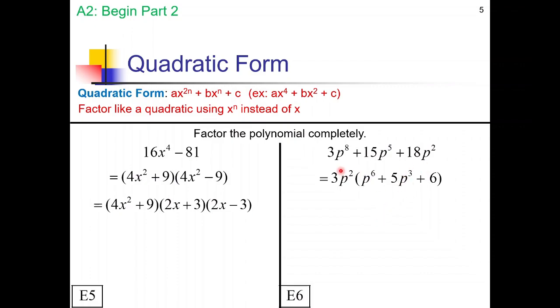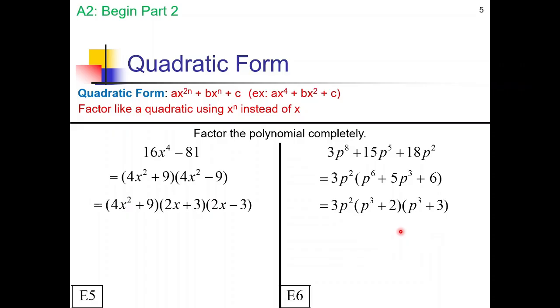So I've got the 3p squared I took out initially, and in here I'm looking for things that multiply to 6 and add up to 5, a very basic kind of factoring here. 1 and 6 doesn't work, but 2 and 3 do if they're both positive. So I can write this as p cubed plus 2 and p cubed plus 3.